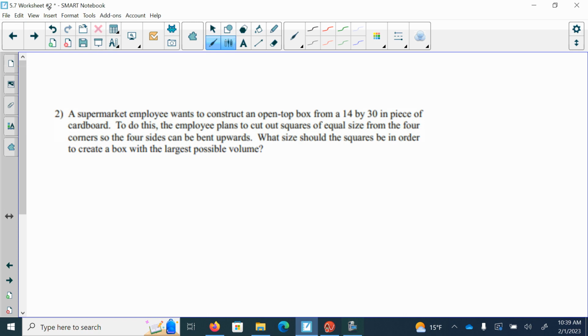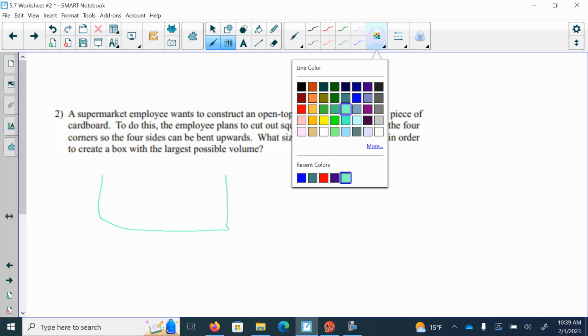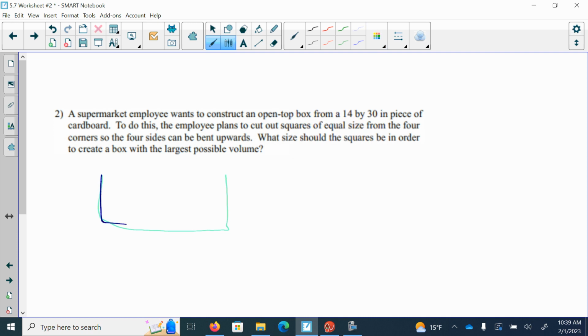So number 2, your supermarket employee wants to construct an open top box from a piece of cardboard. So your cardboard is originally 14 by 30. And then you change colors. No, I like this color. That's a good color. Try white. Okay, so when he constructs this, he starts off with 14 by 30, and then you take out the little X by X squares.